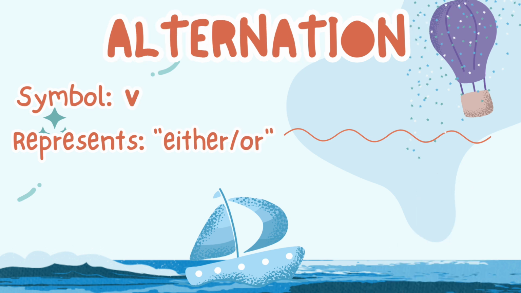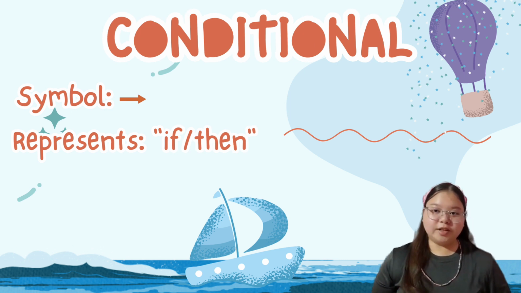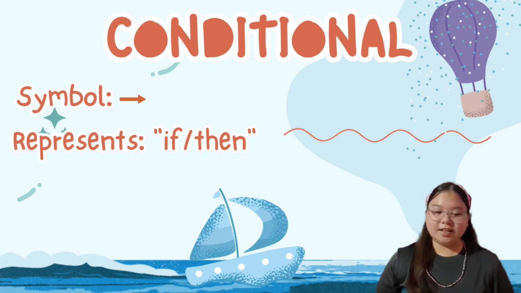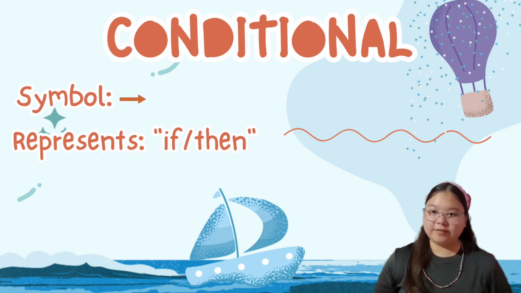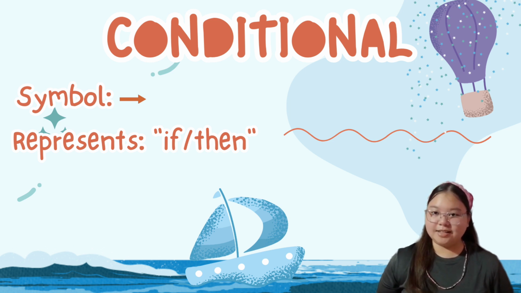This symbol represents either or. This compound reads either B or M, or just simply B or M. Either I'm going to the beach or I'm going to the museum. Moving on, we have conditional. This symbol represents if then, which is read as if B then M, or if I'm going to the beach then I'm going to the museum.